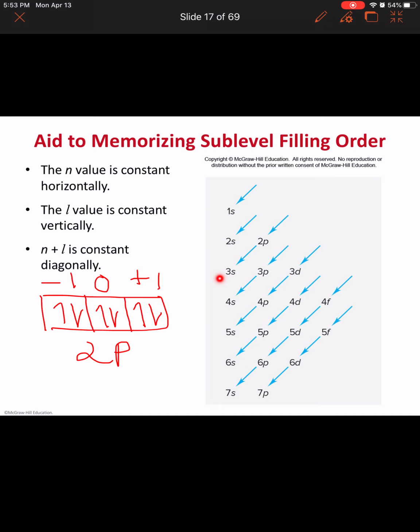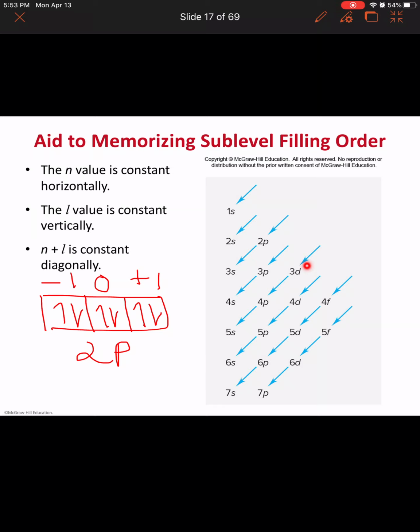And then after 3s is filled up, you're going to follow the arrows. You go to 3p. After 3p goes all the way to 6, then you go to 4s. And then you go to 3d. And remember, there are five possible d orbitals.